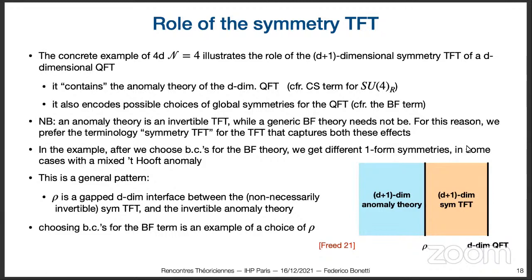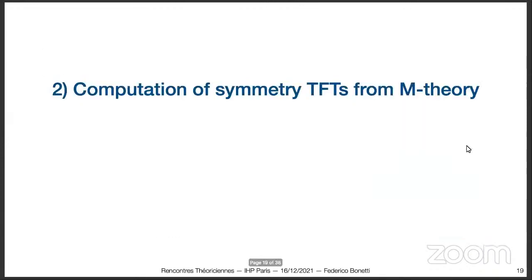So this is a bit more pictorial and abstract, but I think that it's nice to keep in mind because it's more general. Maybe there are other examples that one might contemplate in which it's not as simple as choosing boundary conditions for a BF theory, but this picture should apply. Okay, so this was about hopefully convincing you that this point of view of going one dimension higher and focusing on a TFT is useful and includes a lot of different physical properties.